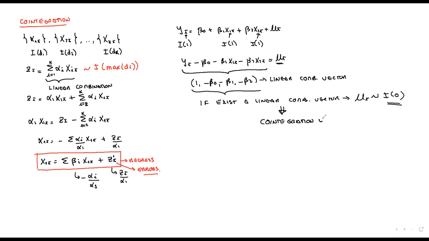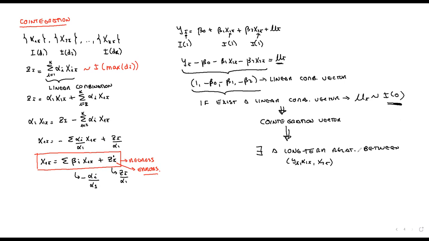And why is it called a cointegration vector? Because if we have I(0) here and we have a cointegration vector, this implies that there exists a long-term relationship between the variables, in this case between y_t, x1_t and x2_t. Got it? So the way in which we prove in econometrics that there is a long-term relationship between variables is simply by observing this.